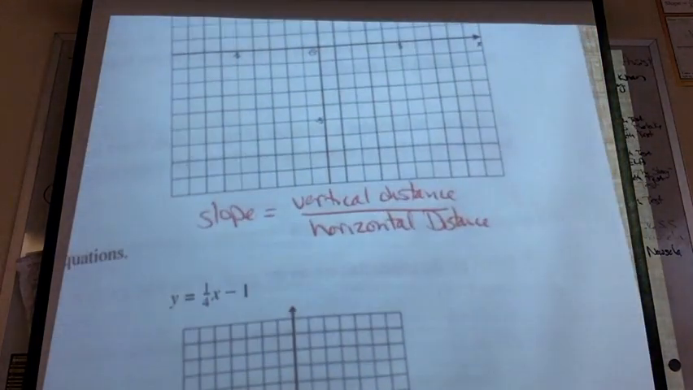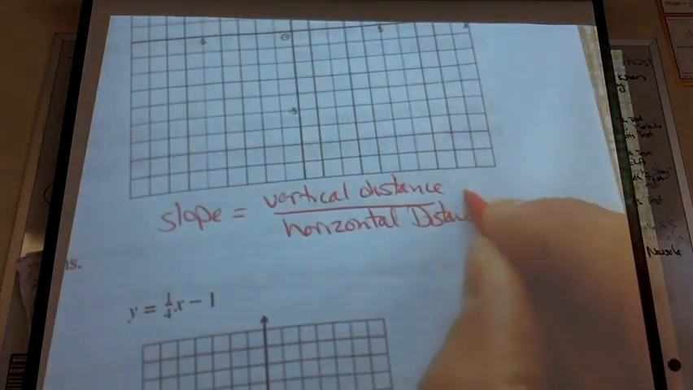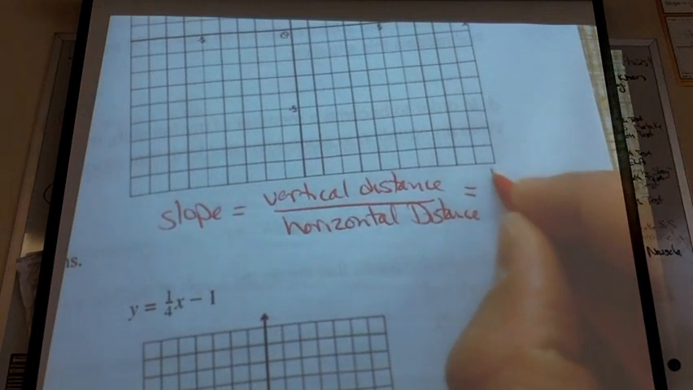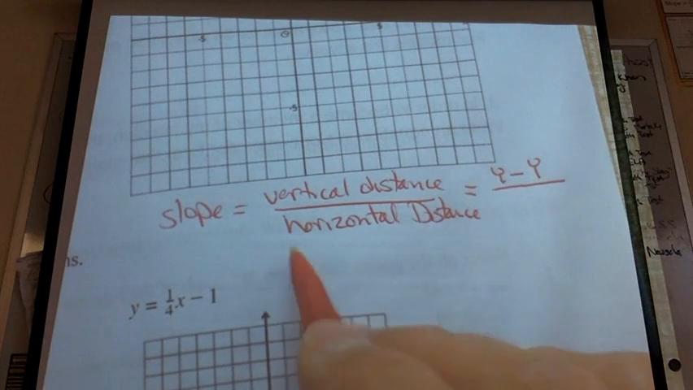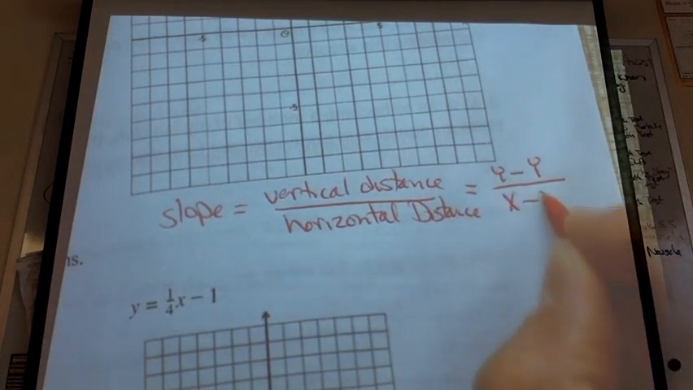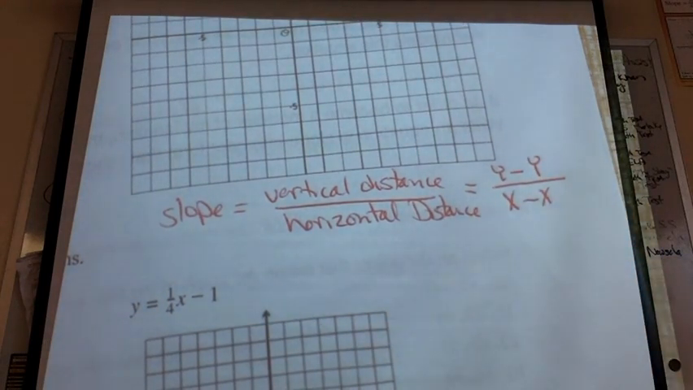So I'm going to zoom in a little bit. And what that means is you're going to take your y's and subtract them. And you're going to take your x's and subtract them. You're going to put them over each other like that. y's over x's.